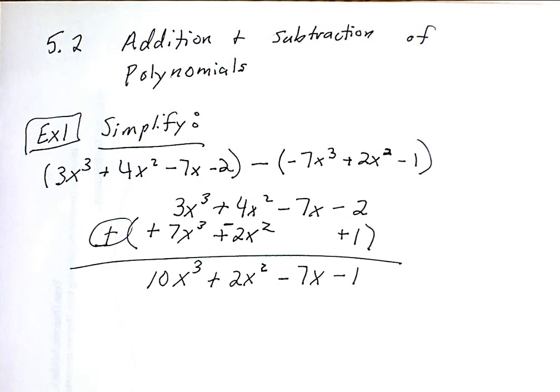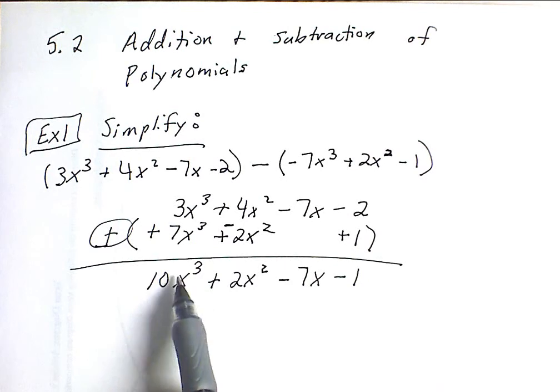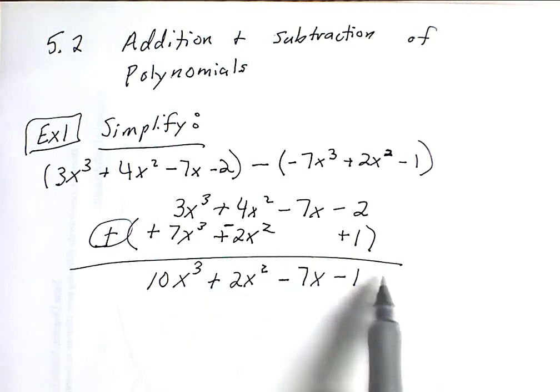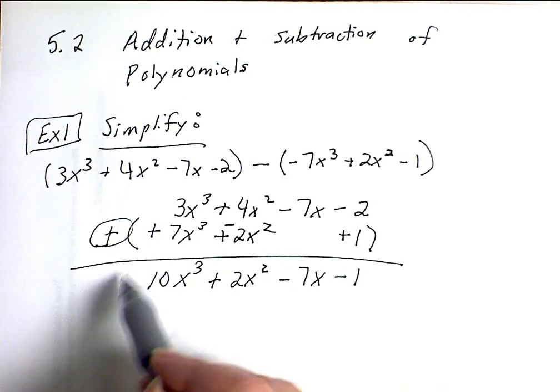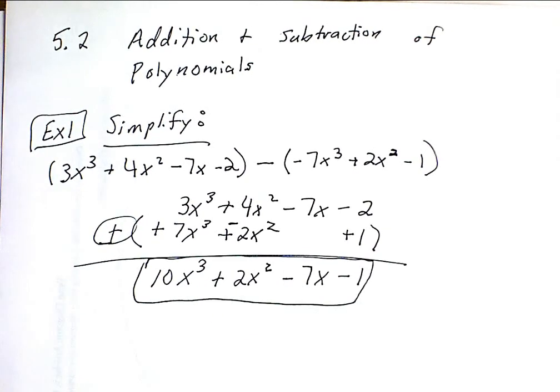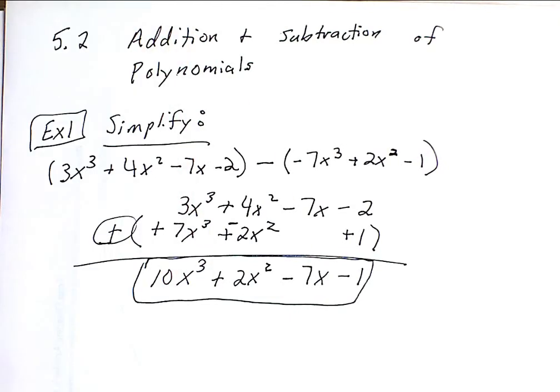The other thing you want to do is, once your answer is done, make sure your degrees are in descending order. The degree of a polynomial is either your exponent or your exponents added together. So these degrees are 3, 2, 1, and none. So this is in descending order, so we are done. All right. Anybody not have it?